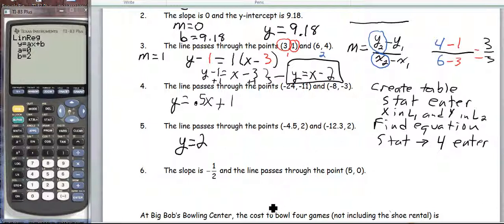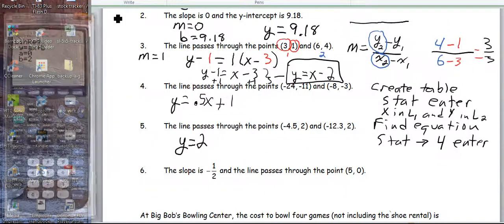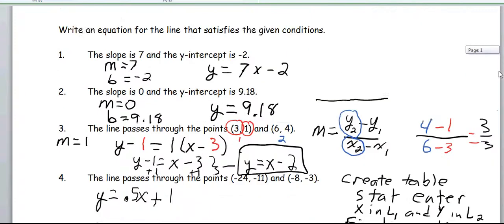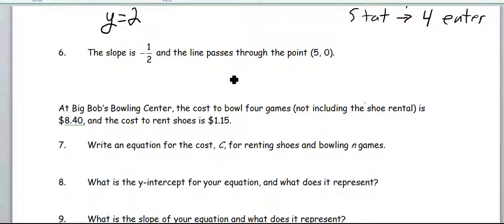All right, number 6. We have the slope is negative 1/2 and a line passes through the point 5, 0. I'm going to go ahead and close out my calculator for right now. Maximize this so that we can see it better. It's larger for you. All right. So the slope is negative 1/2 and the line passes through 5, 0. We're going to put that into our Y minus our Y value, 0, equals 1/2 times X minus, and then our X value, 5.